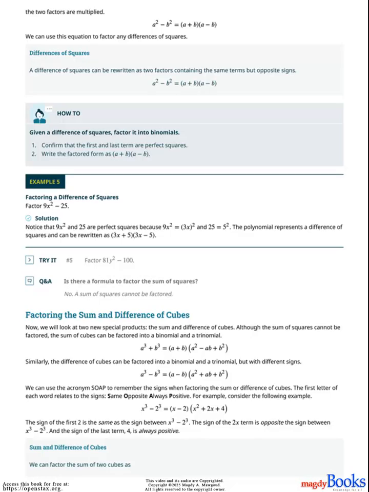Try it number 5. Factor 81y squared minus 100. Q and A. Is there a formula to factor the sum of squares? No, a sum of squares cannot be factored.